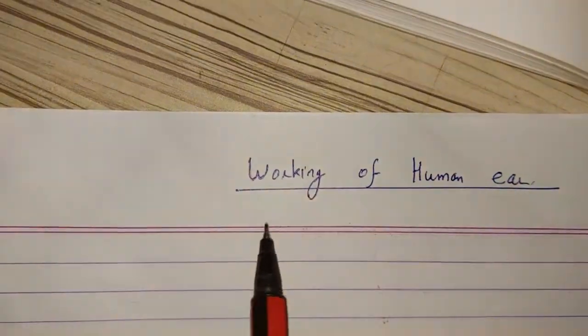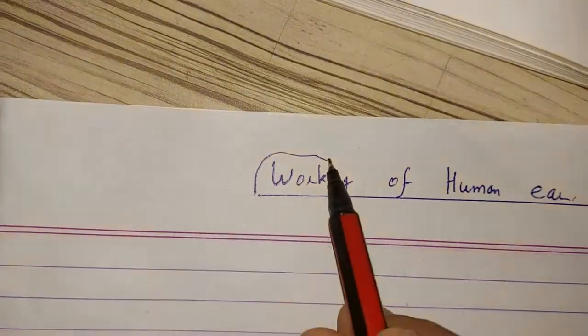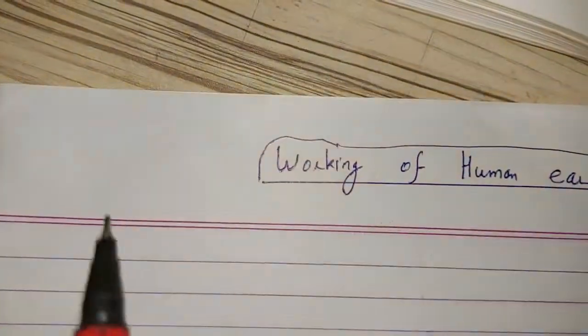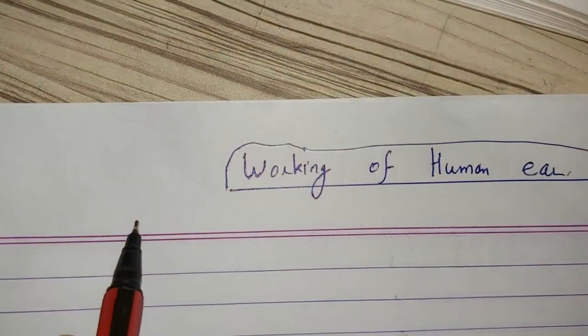So good morning students. Today we are discussing the working of the human ear. So how does the human ear work? First of all, you should know this point: the human ear consists of three parts.